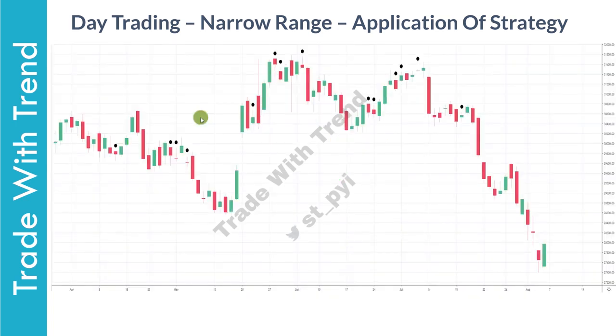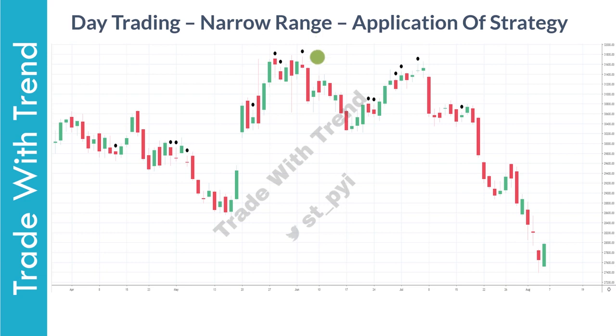Now let us look at one more example here. In this chart, a narrow range cluster is visible in this region. Out of the last 9 candles that you see, there are 5 candles that are narrow in range. There was also a narrow range cluster in this region where out of 10 candles, there were 4 candles that qualified as a cluster.